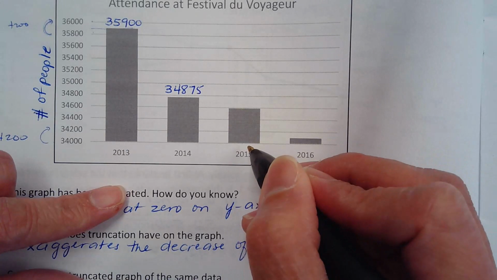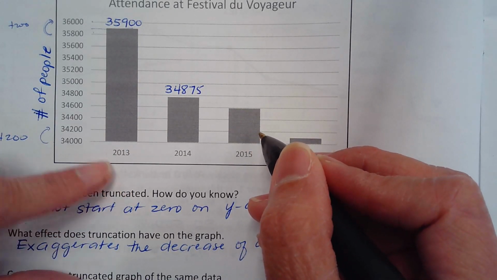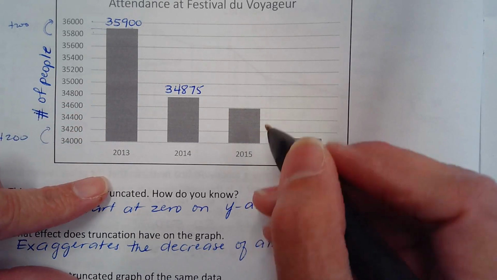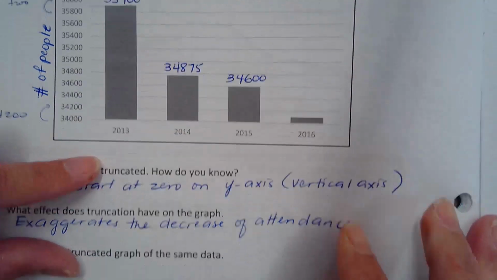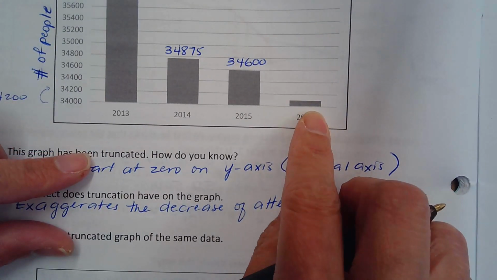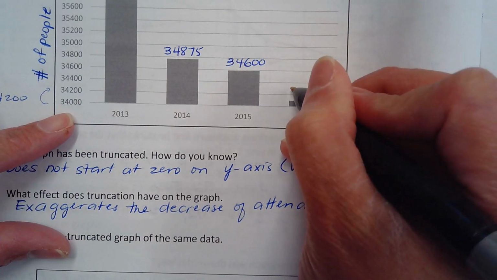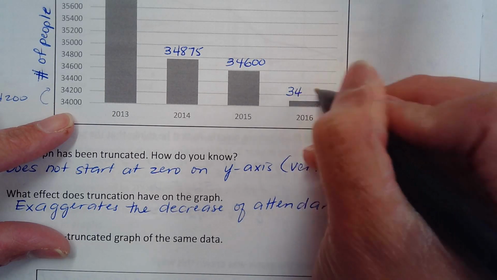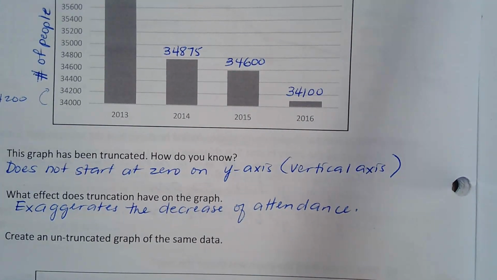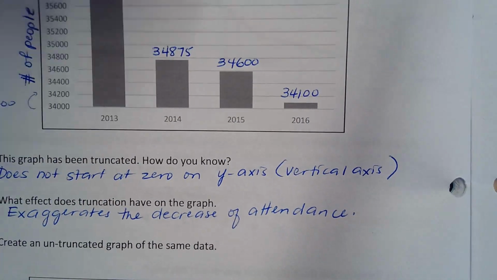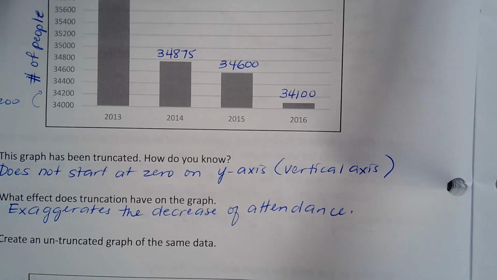How many are in 2015? 34,600. Okay, good. And how many are in 2016? 34,100. Okay. So let's take those values, and then we're going to recreate it.